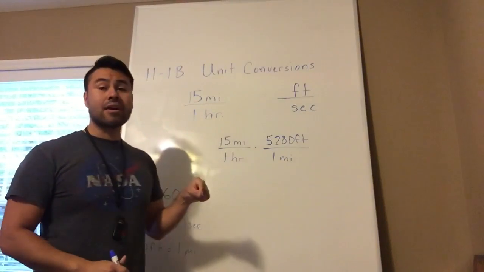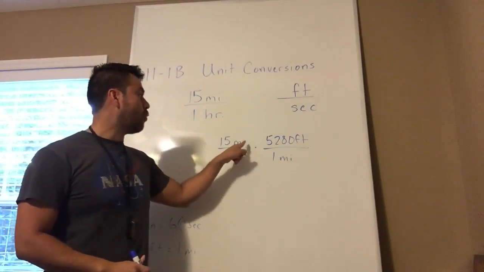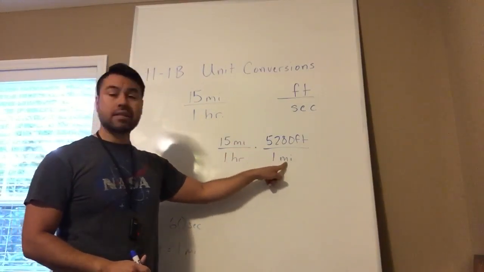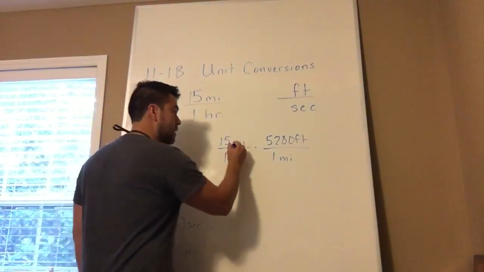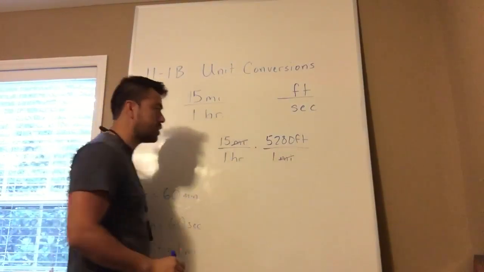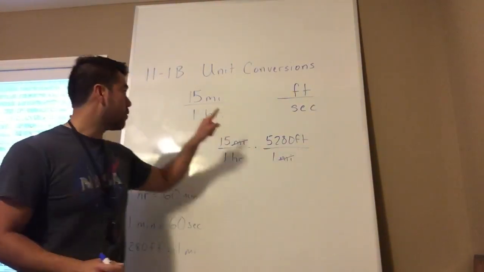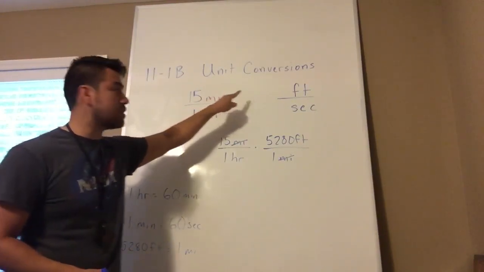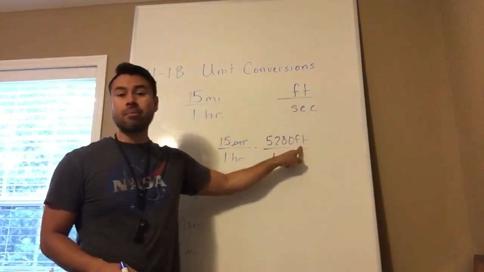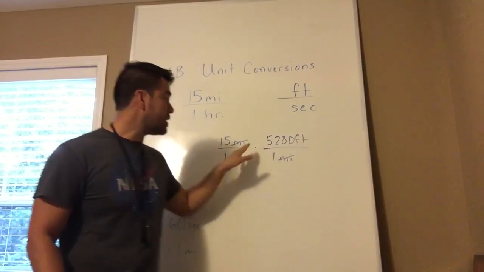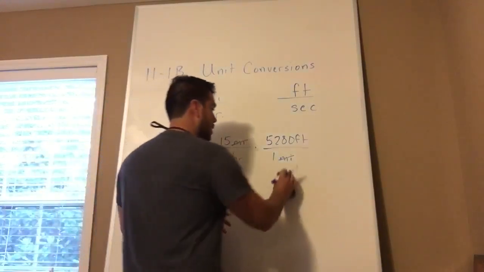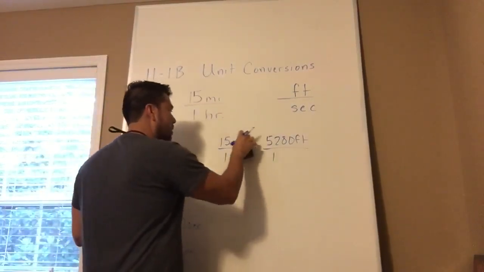I can cancel out units if one is in the numerator and one is in the denominator. So I can do this. I can literally cancel out the miles, which is what I want because remember, I'm trying to go from miles to feet. And guess what unit I'm left with? Feet. So this is the fraction that I want to use because the units will cancel out.